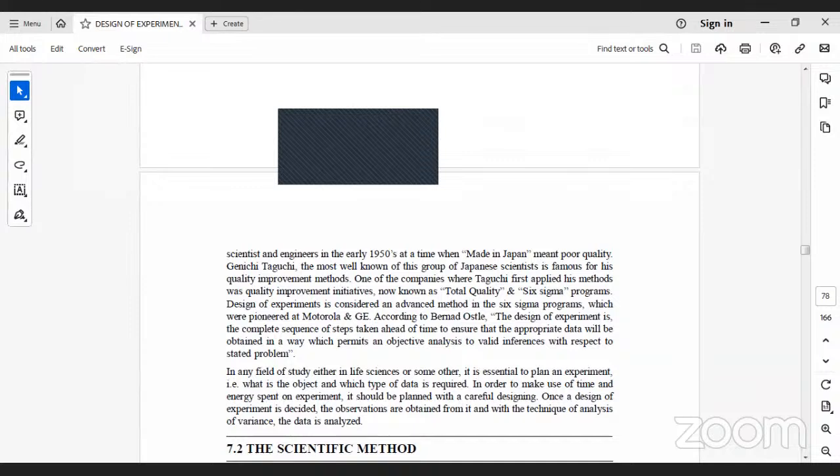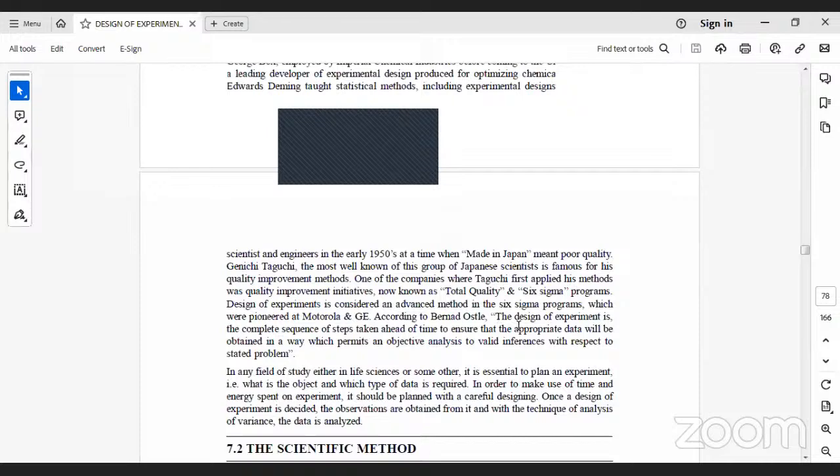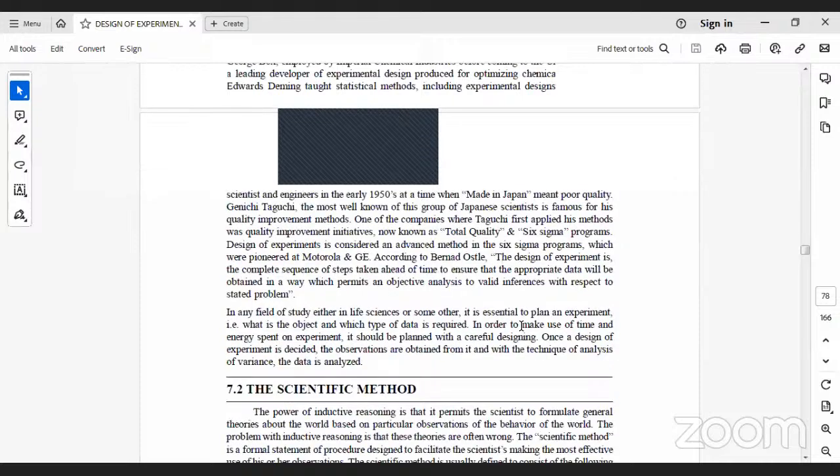The design of experiment is the complete sequence of steps taken ahead of time to ensure that the appropriate data will be obtained in a way that permits objective analysis, leading to valid inferences with respect to the stated problem. In any field of study, whether life sciences or others, planning the experiment is essential. We can decide which type of data is required, in order to make good use of time and energy. The experiment should be planned with careful design.